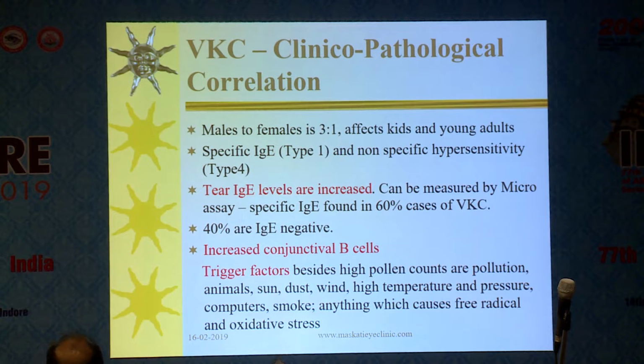Here, if you do tear IgE levels, they are increased. They can be measured by microassay. Specific IgE is found in 60% of cases, while 40% are IgE negative. There is increased conjunctival B cells, and these are some of the trigger factors which are found. They're discovering more and more trigger factors, including even simple things like free radicals. So perhaps there is some role of giving long-term antioxidant pills.